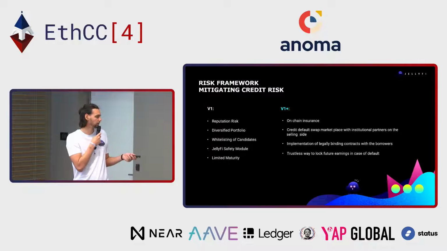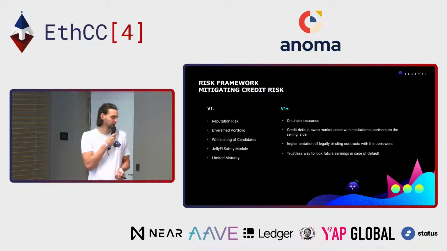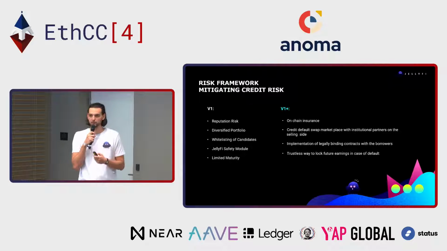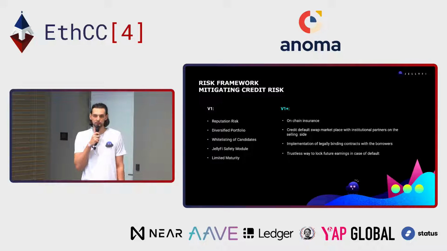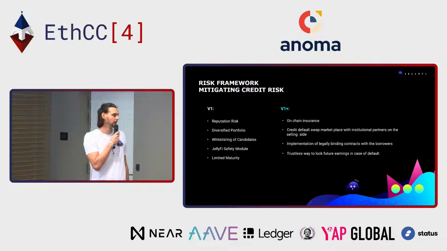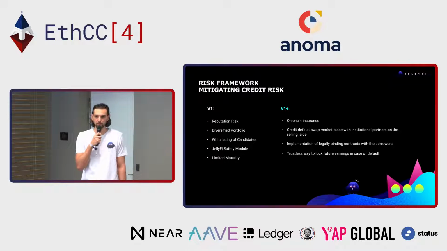And lastly, we have the JellyFi safety module that I talked about previously, and we are looking at limited maturity use cases because that enables us to build faster credit history. In a later stage, we are looking at on-chain insurance. There are a number of initiatives in the ecosystem building such products that we could partner with, to offer a way to insure yourself against smart contract failure or exploits. We are looking at building a credit default swap marketplace that could have institutionals on the selling side, that could work as insurance as well.